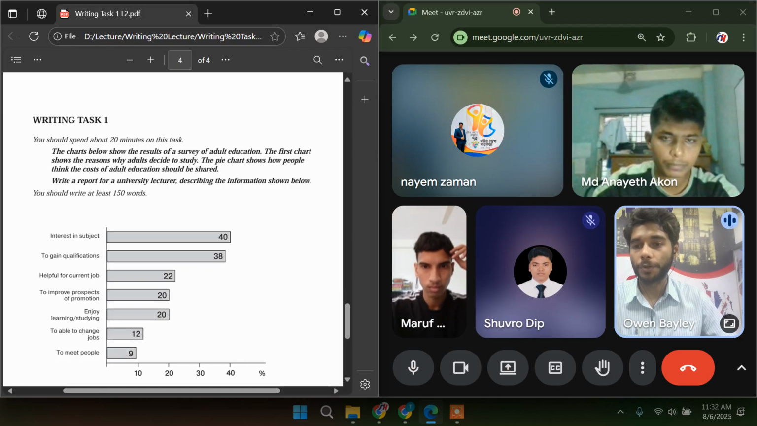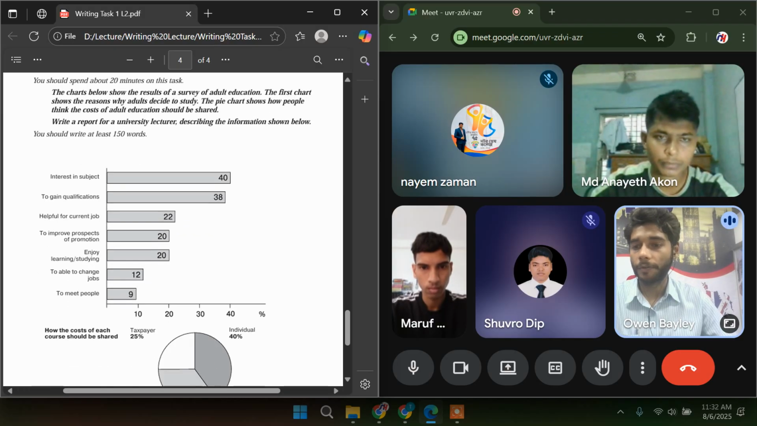The chart below shows the result of a survey of adult education. The first chart shows the reasons why adults decide to study. The pie chart shows how people think the cost of adult education should be shared. Write a report for a university lecture describing the information shown below. You should write about 150 words.